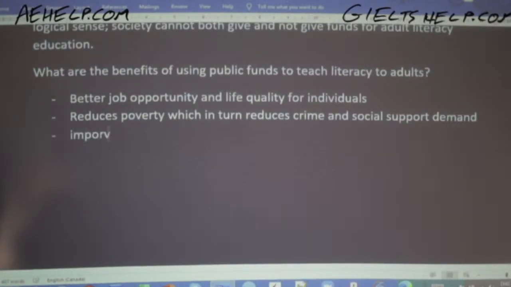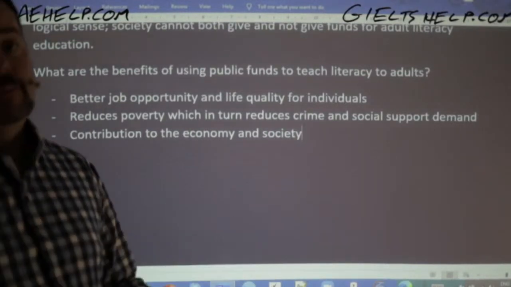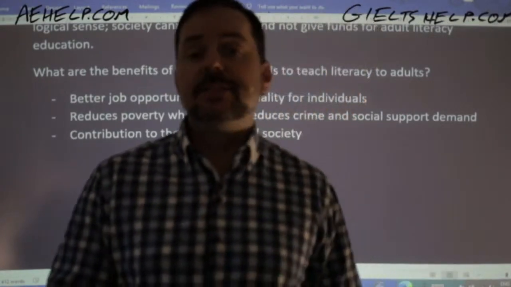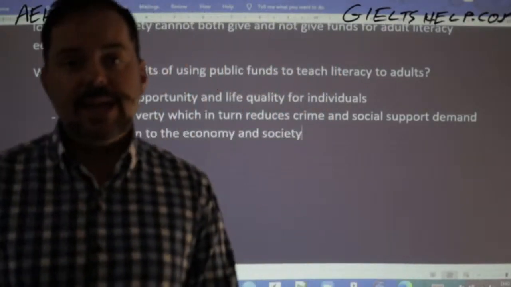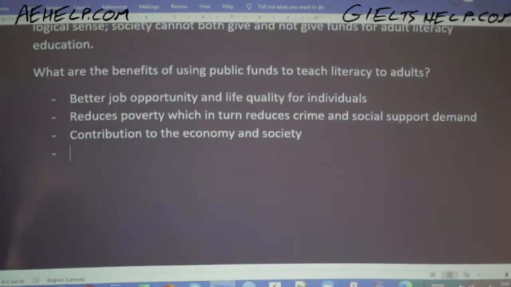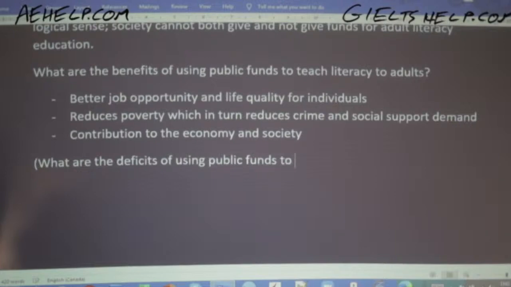So when people learn to read and write and they get a better job, then they're able to contribute to society, thereby improving the overall economy of society as well. Okay, all right. So now we could ask the question, what are the deficits of using public funds to teach literacy to adults? Okay.